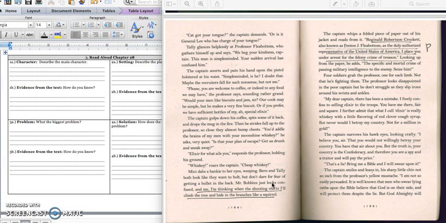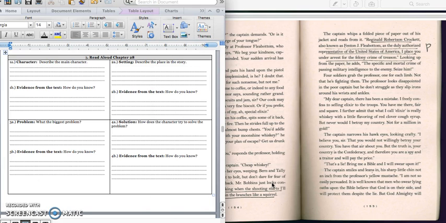Cat got your tongue? The captain demands. Or is it General Lee who has charge of your tongue? Tally glances helplessly at Professor Fleabottom, who gathers himself up and says, We beg your kindness, Captain. This man is simple-minded. Your sudden arrival has confused him.